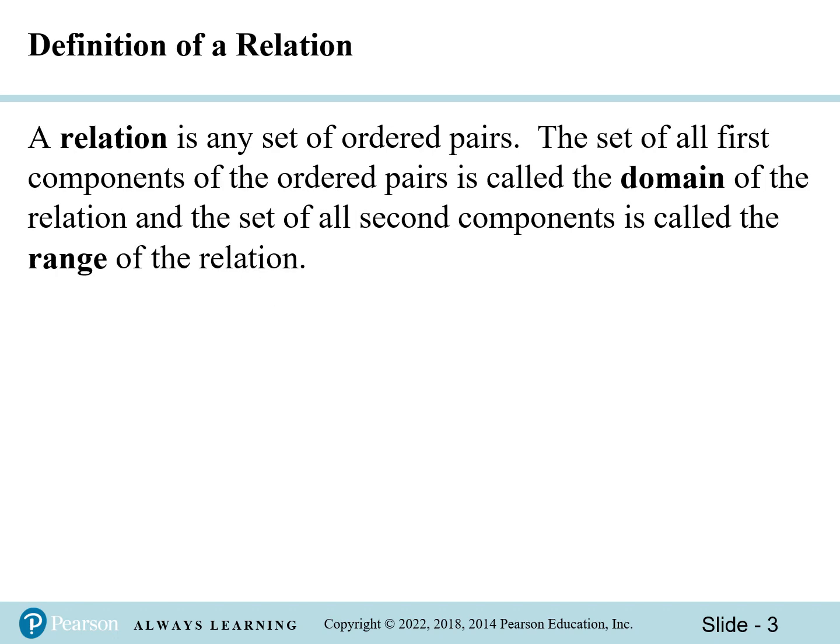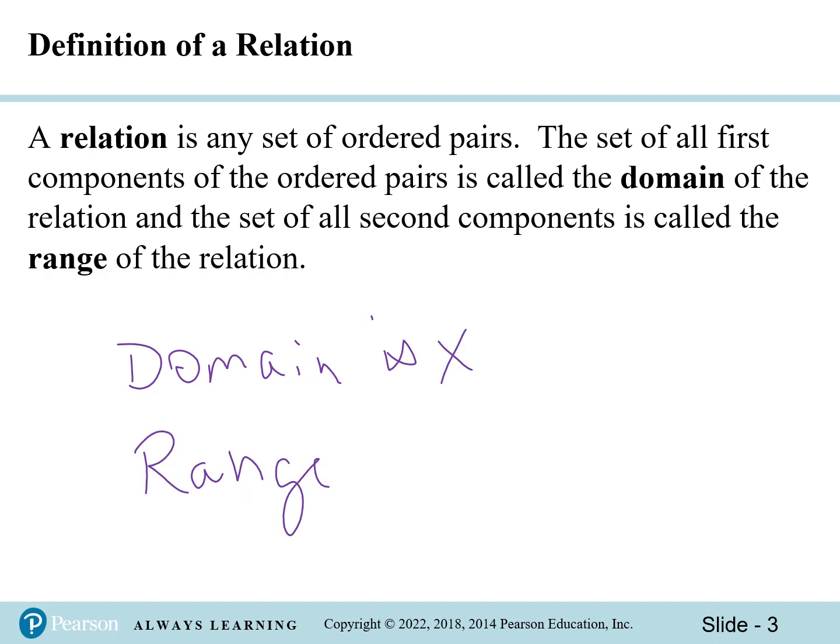This section has a lot of definitions, so they are already written in your notes for you, but I will review them. So, the definition of a relation: a relation is any set of ordered pairs. The set of all first components of the ordered pairs is called the domain of the relation, and the set of all second components is called the range of the relation. So domain is x, remember, and the range is y.